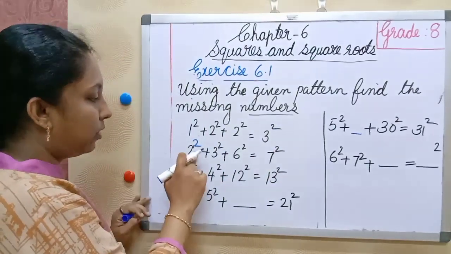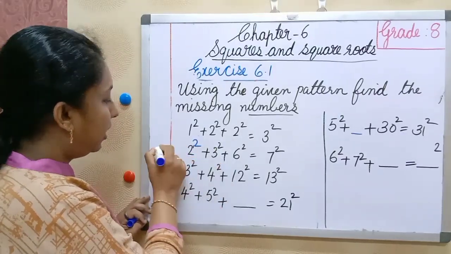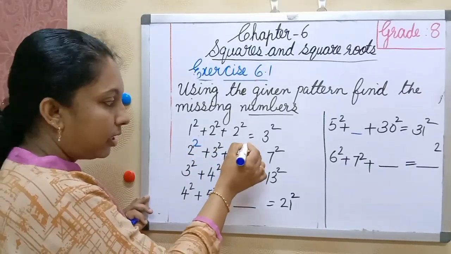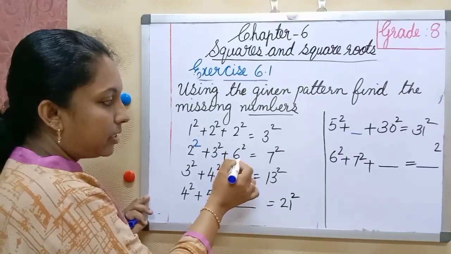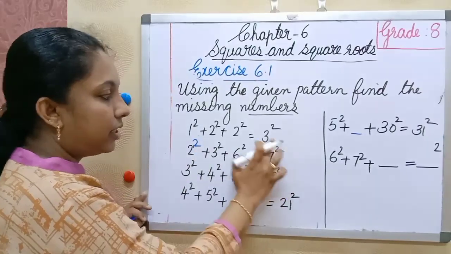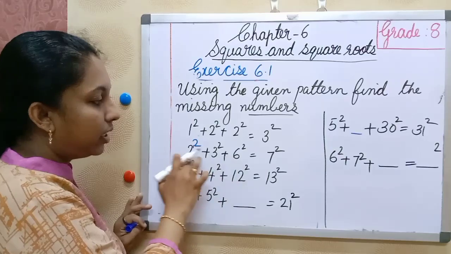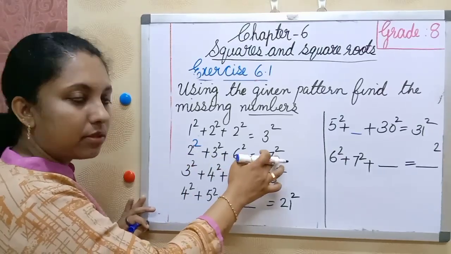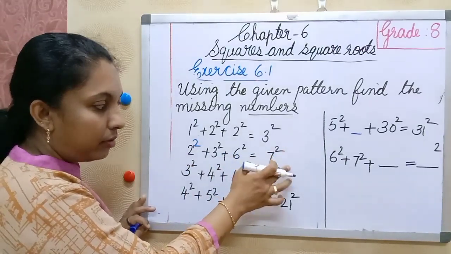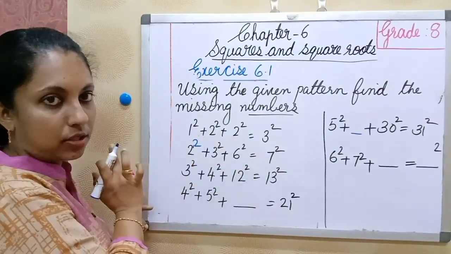Same way for the next one. 2 square plus 3 square. Then 2 into 3 is 6, and that squared. Then 6 plus 1 is 7, and 7 square is the answer. You can check whether it is correct or not. You can find the squares of these three and add them, then find the square of 7 also, and check whether they are equal or not.